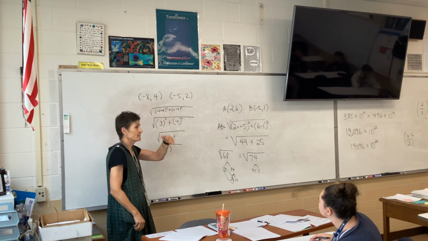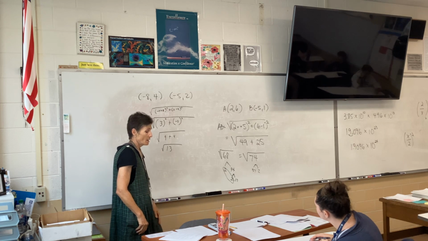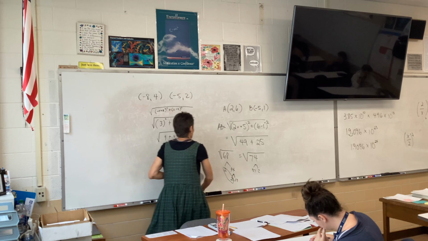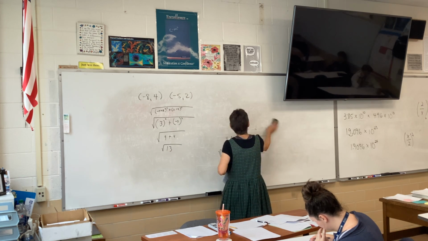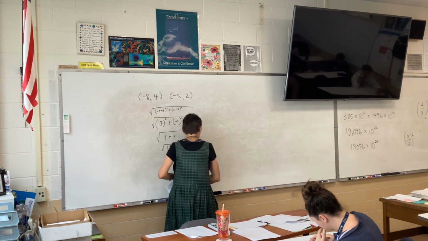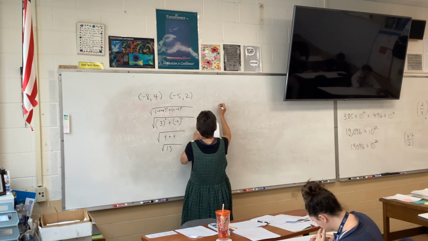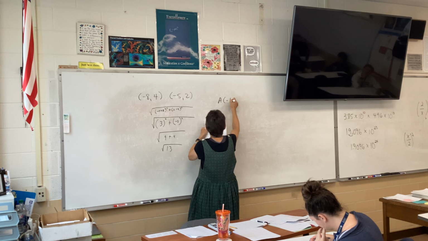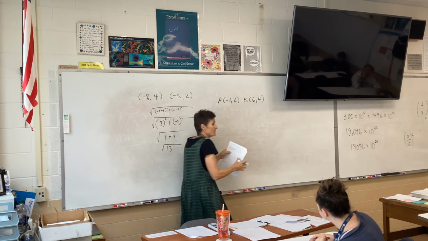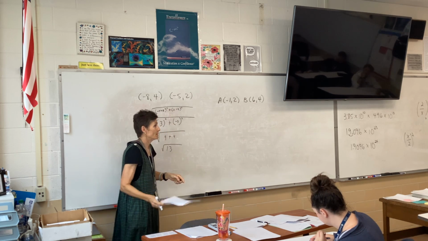All right, everybody got the distance formula under control? All right, next comes its partner in crime, the midpoint. Anybody remember how we find the midpoint of 2 points? So we have -1, 2, and 6, 4. Anybody remember how to find midpoint?